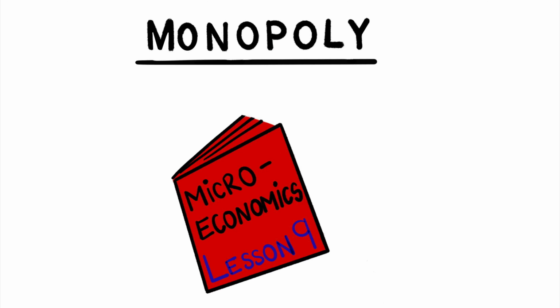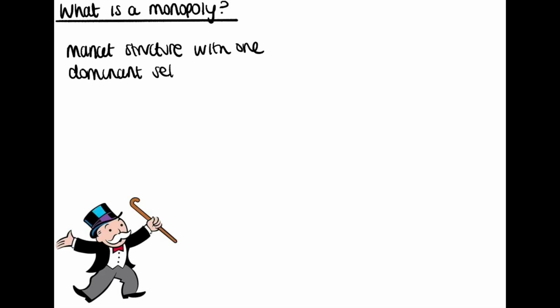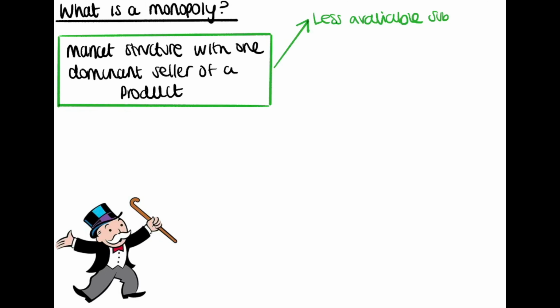Hi guys, welcome back. Lesson 9 will be about monopoly and why this particular market structure may lead to market failure. So a monopoly is a type of market structure in which there is one dominant seller of a particular product. There are less available substitutes and a monopoly usually has more than 25% of the market share. For example, Microsoft in terms of desktop operating systems has around 75% to 80% of the total market share.